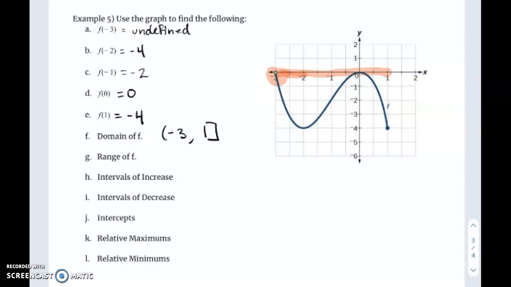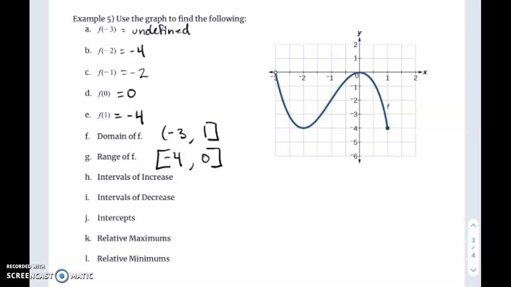The range would be the y values that are being used in the function. So we see the lowest y value that it reaches is -4. And there's a filled-in point there, so we put brackets on it. And the highest y value being used looks like 0. And even though it's empty at -3, it's still filled in at (0, 0). So 0 does work, and there's going to be a bracket on it.